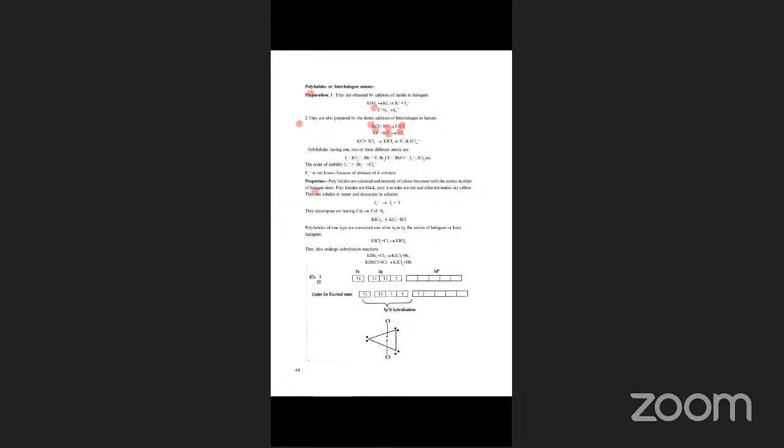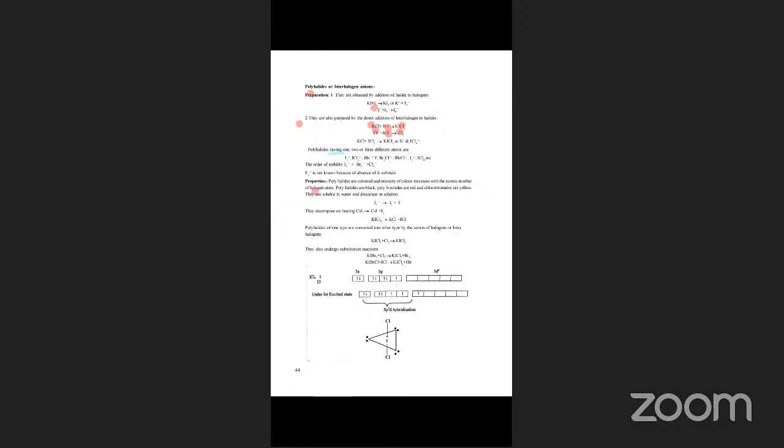Now the structure of polyhalides. ICl2 minus: iodine is 5s2, 5p5, 5d0. It undergoes the first excited state, with one electron from the p orbital going into the d orbital, giving one s orbital, 3 p orbitals, and 1 d orbital. It is sp3d hybridization with 3 lone pairs, and it has a linear shape.